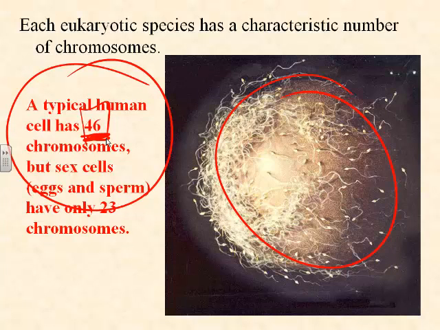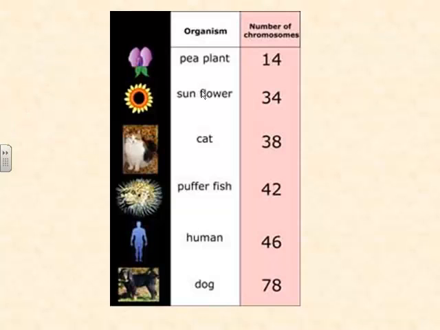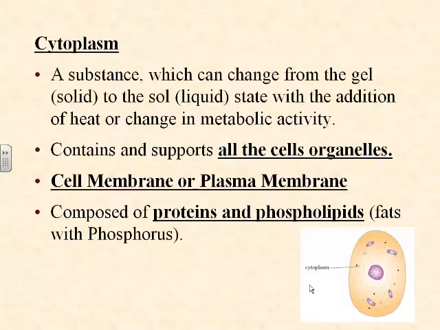But not all organisms have 46. For example, a pea plant has only 14 chromosomes. A cat has 38 chromosomes. We as humans have 46. I find this quite interesting. A little difference between cat and dog: a dog has 78 chromosomes. That's what its genetic code looks like, 78 chromosomes.